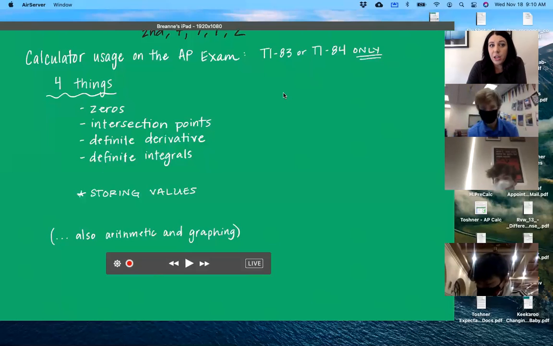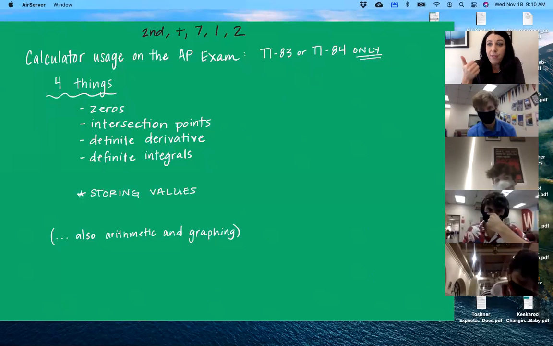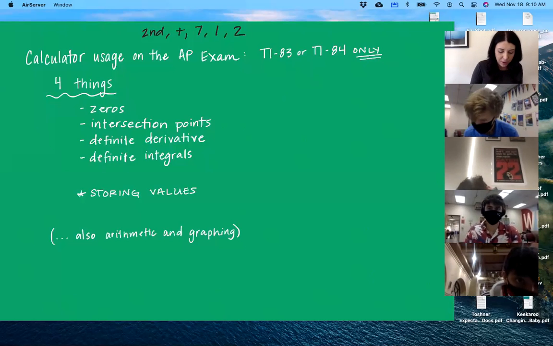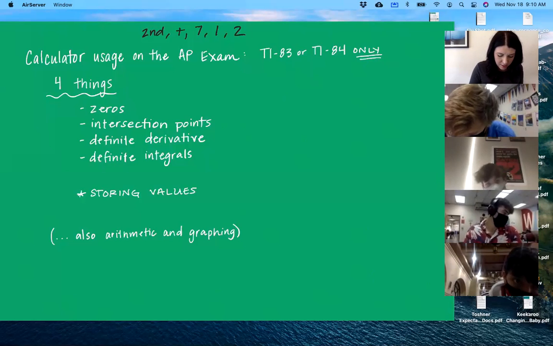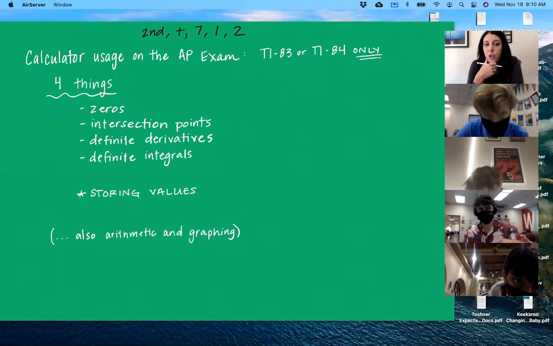Those 4 things that you're going to need to know how to do, and this is in College Board from the AP exam, they are: find zeros. I would make this little list: zeros, intersection points, definite derivatives. I don't know why I didn't pluralize that. So we can find definite derivatives or definite integrals.